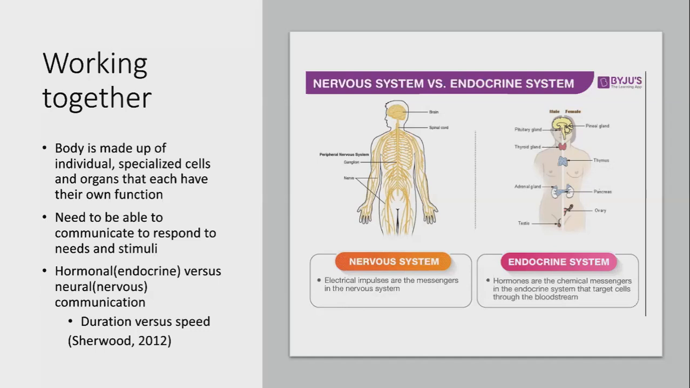Hormonal communications are going to be the endocrine system. Neural communications are going to be the nervous system. In the diagram on the right, you can see those two systems. The nervous system is going to be electrical impulses. This is very fast. And then the endocrine system is more long. So the hormones being released in your body are for duration, not necessarily speed, but the nervous system is trying to get a message to an area of the body.